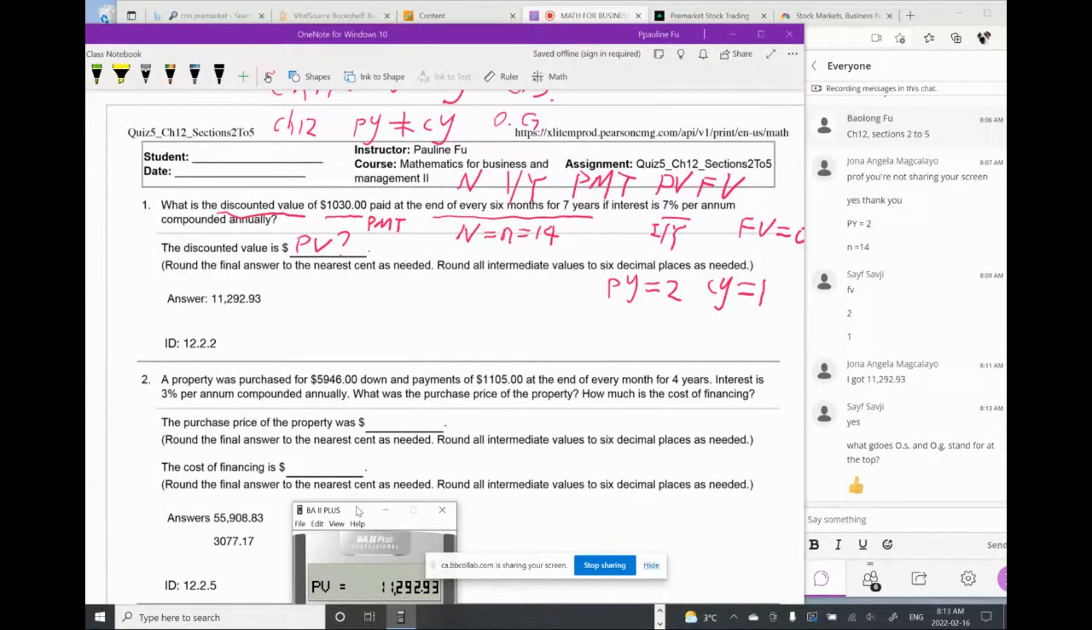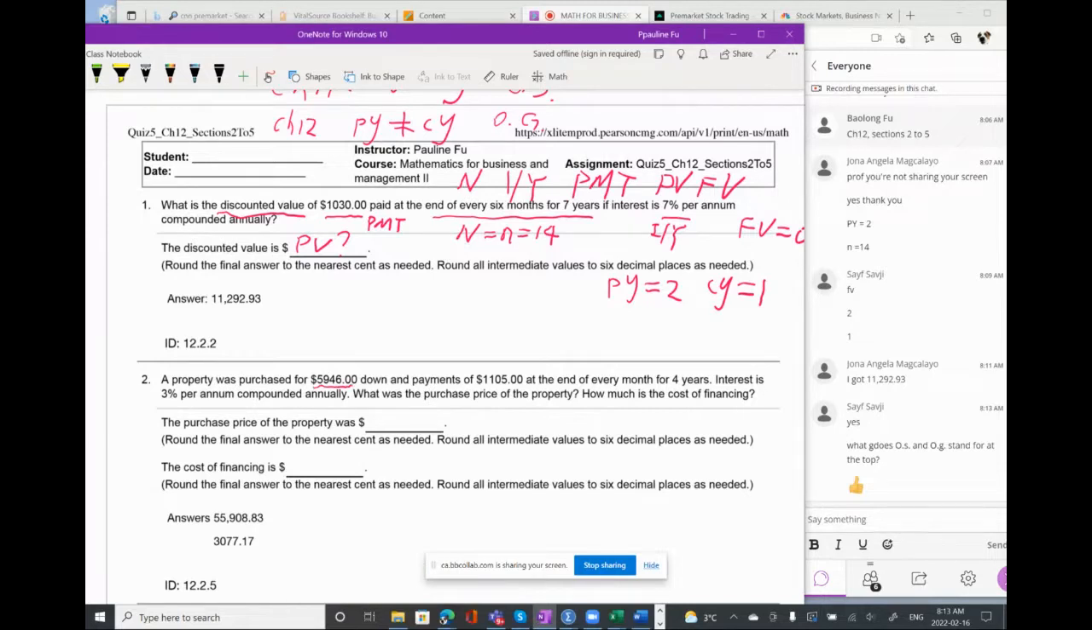A property was purchased with a $5,946 down payment. The monthly payment is $1,105. You make this payment every month for 4 years. Interest is 3% per annum, compounded annually. What was the purchase price of the property? How much is the cost of financing?